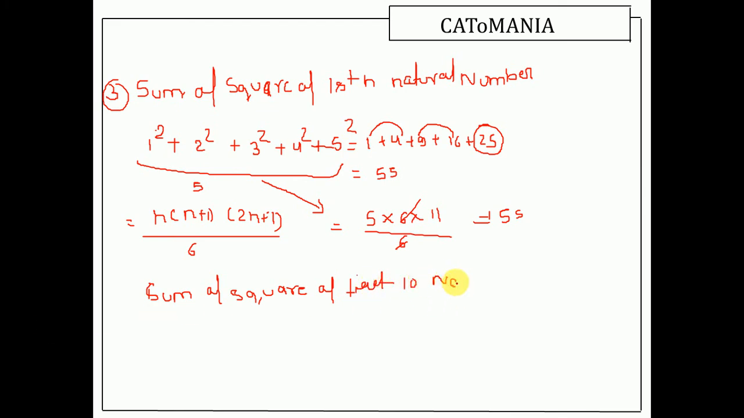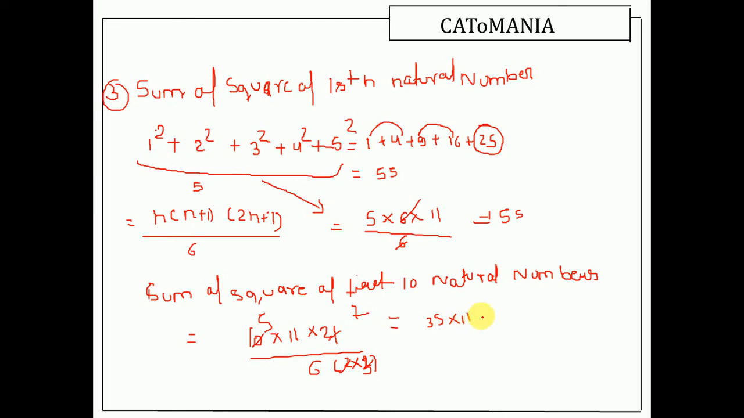First 10 natural numbers. So we can directly do, without doing the manual calculation, we can directly write it as 10 into 11 into 21 divided by 6, right? And 6 is 2 into 3. 2 5s are 10, and 3 7s are 21. It will be 5 7s are 35, 35 into 11, and it equals 385.